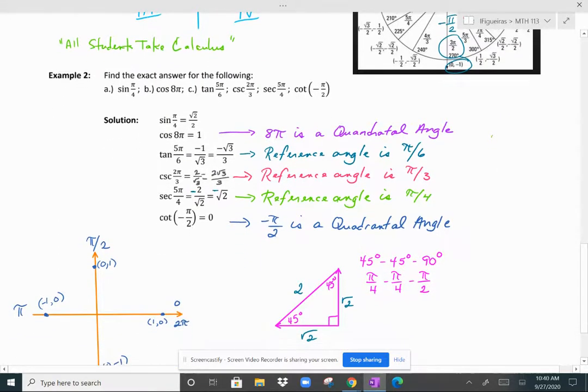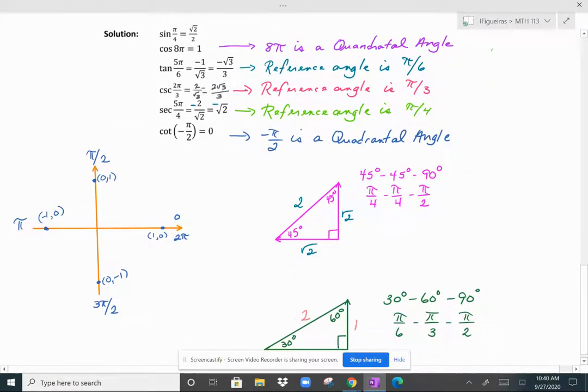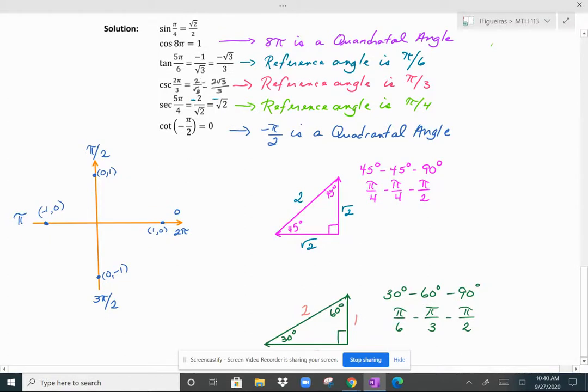So that's doing these same problems with your triangles. So let's look at the first one, sine of pi over 4. That's a 45-degree angle, and so that is right here. Remember, sine is opposite over hypotenuse, so that is root 2 over 2, and so same thing I got here.